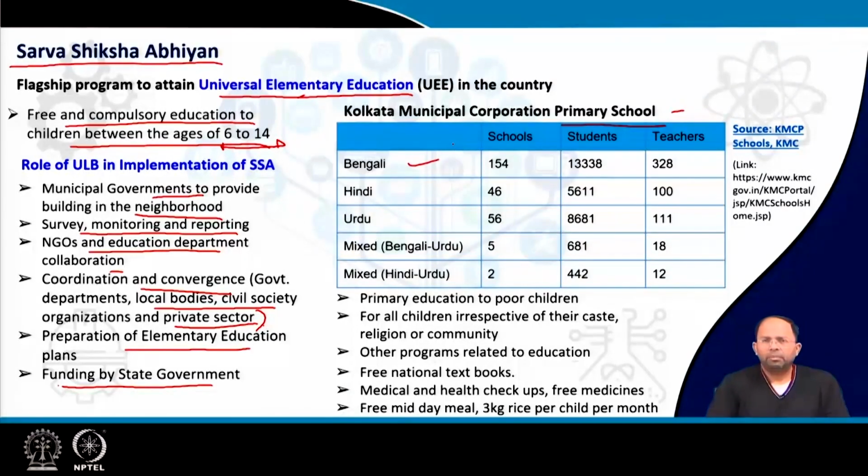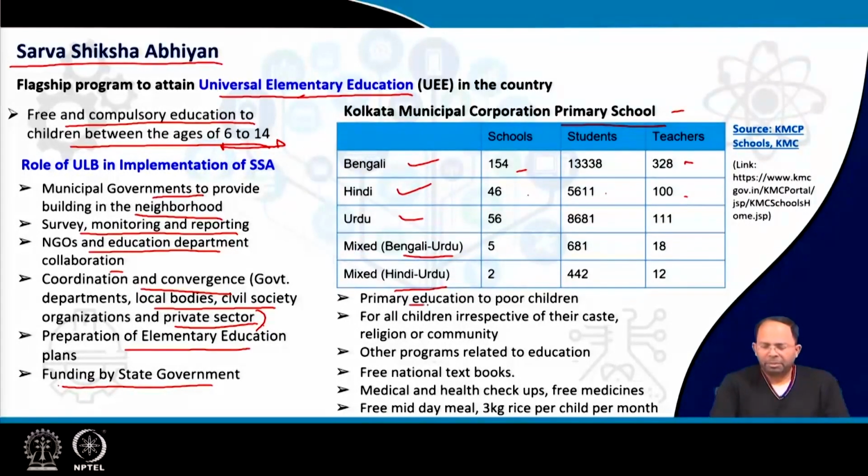Some schools are Bengali medium, some schools are Hindi medium, and some schools are Urdu medium. Some schools are even mixed, with Bengali and Urdu and also Hindi and Urdu. So, these are the number of schools under each category, and you can see the number of students engaged and the number of teachers engaged.